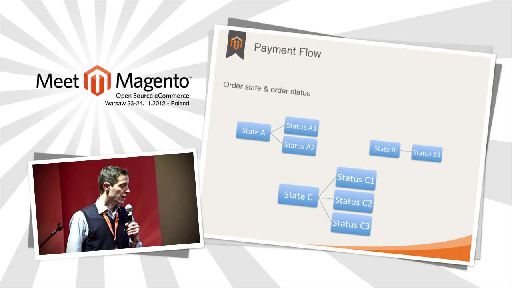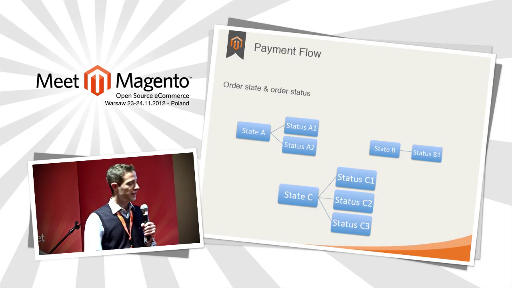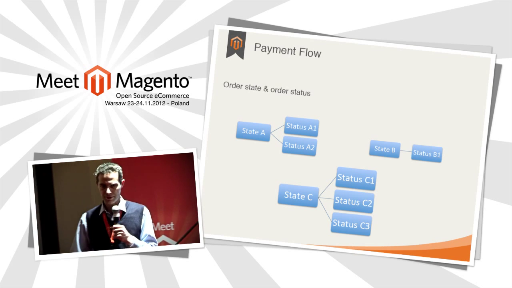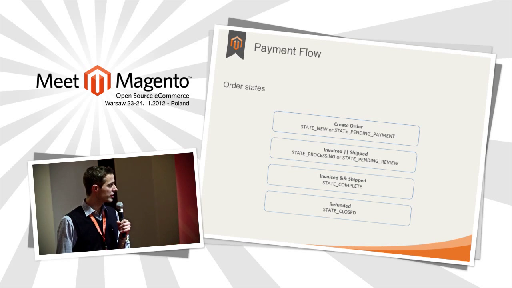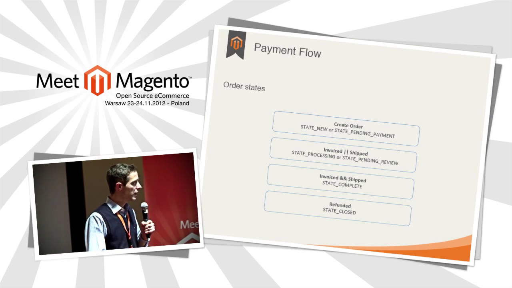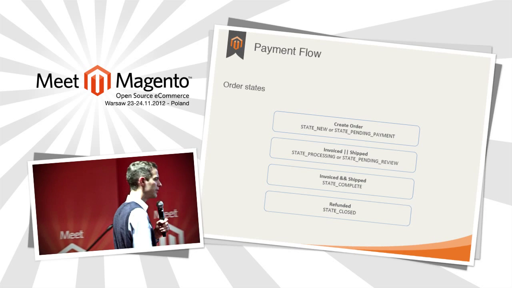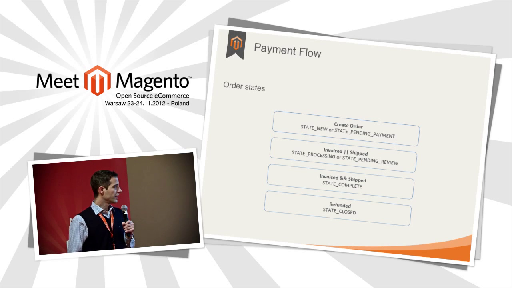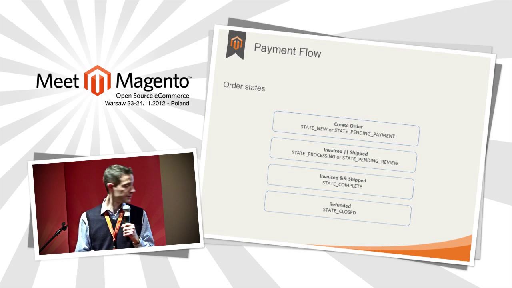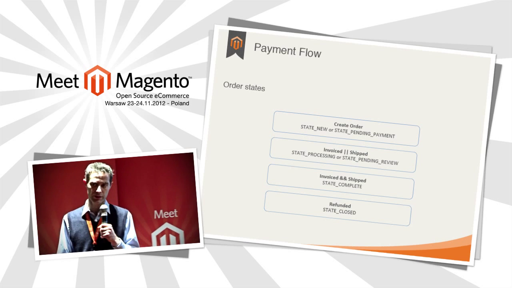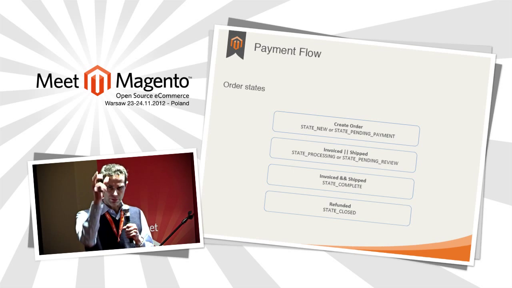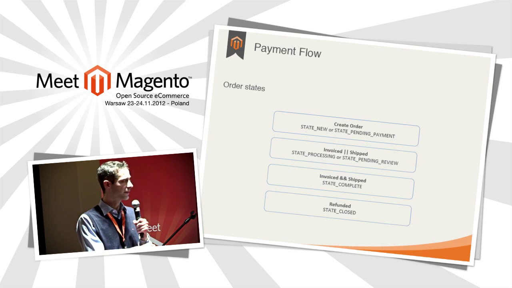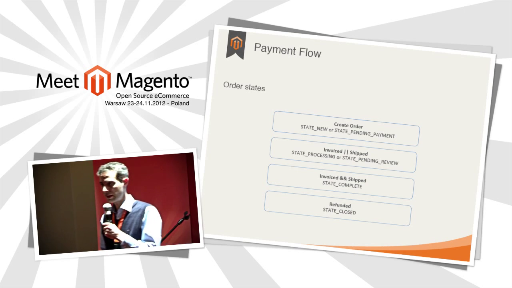Okay. Still not done with the prerequisites. So each order has a state, and each state can have order status values, right? The order states are predefined in the order model. I'm generalizing quite a lot here, but generally when an order is created, it's in state new or payment pending. If it's either invoiced or shipped, it's in state processing usually. If it's invoiced and shipped, it's set to complete. And if it's also refunded the complete amount, it's closed. So those are the general states, and for each of these states you can define your own statuses.